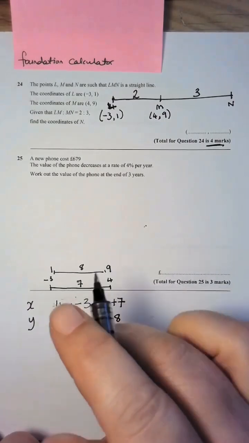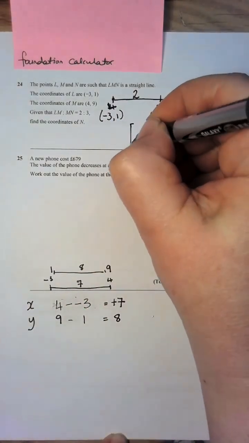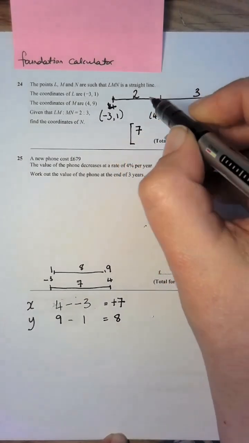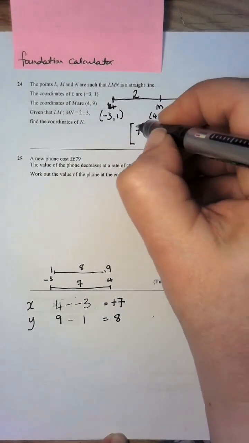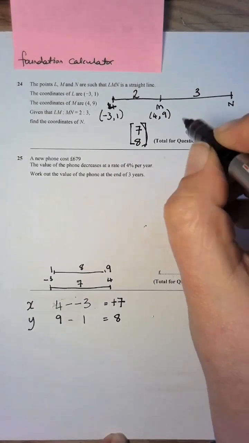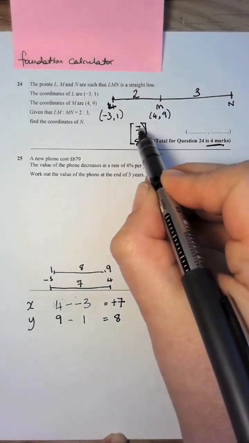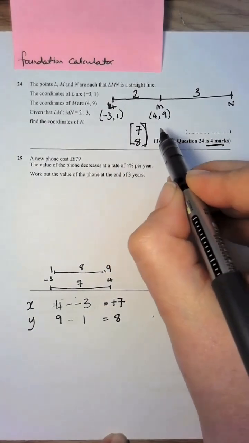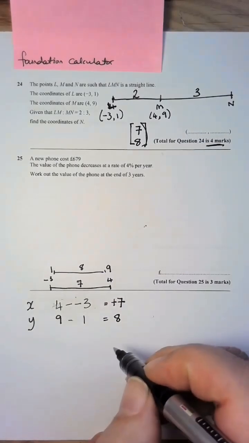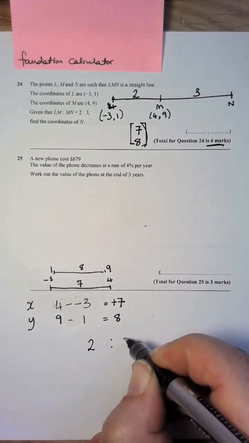So I've moved between my X and my Y here. I've moved 7 in the X direction positively, and I've gone from 1 to 9, so I've gone up 8 in this direction. This is 2 steps. I need to work it in the ratio of 2 to 3. I'm going to do boxes. I like boxes for ratio.